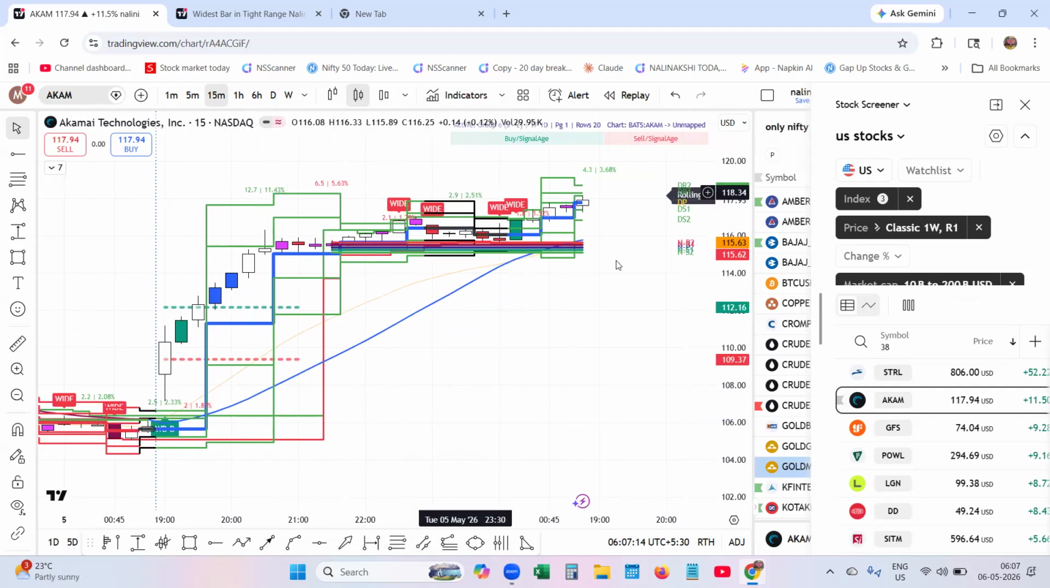Thank you very much, friends. This is about the widest bar in range. You can make utilize of this and you can trade better.